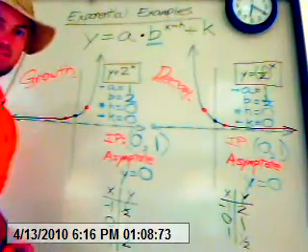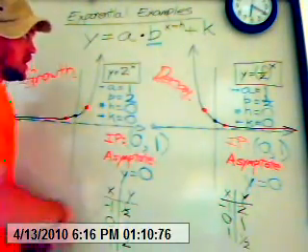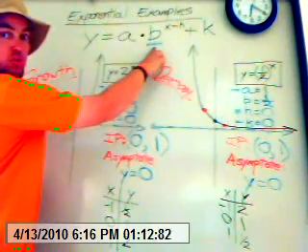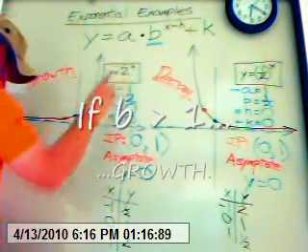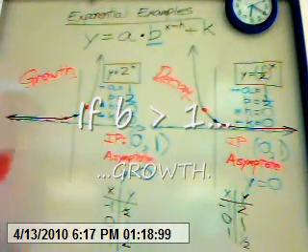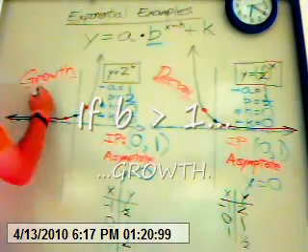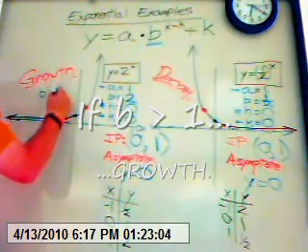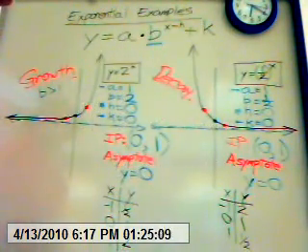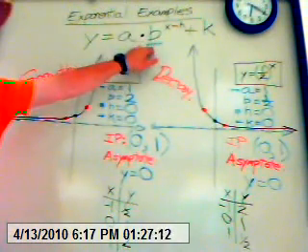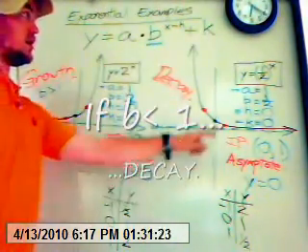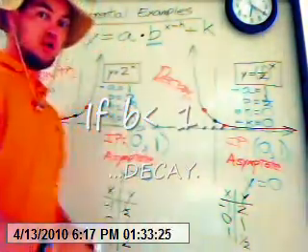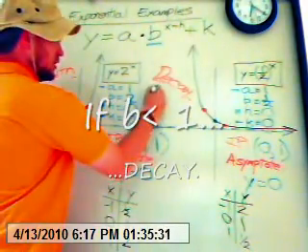And so the rule of thumb is, if the base for your original problem is ever a value greater than 1, then it's automatically going to be a growth problem. Also, if your b, the base for your original problem, is ever a value less than 1, then it's always going to be decay.